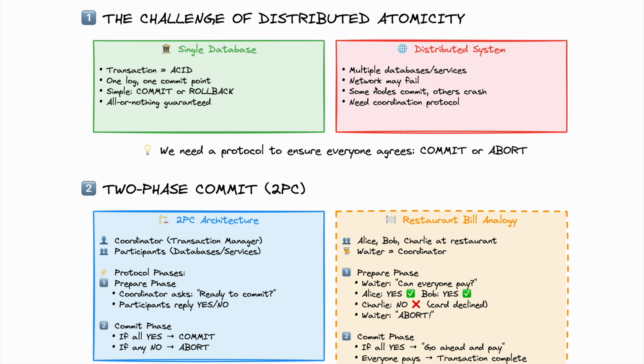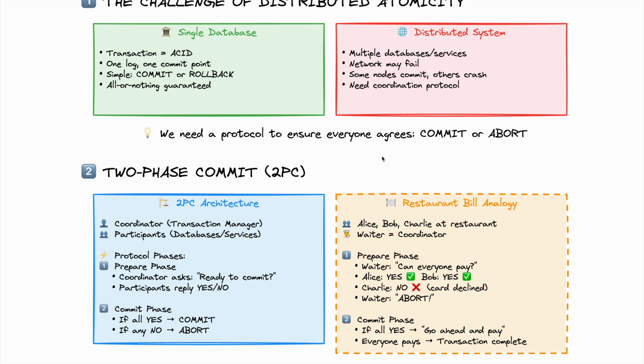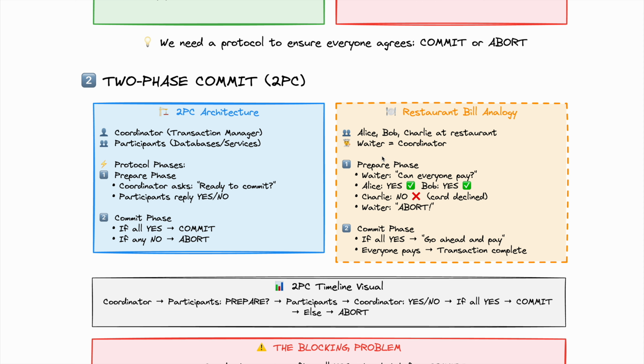Another one is that the network may fail, so the network connection may not work as we expect. And another one, that some nodes commit while others may crash. So we need some sort of coordination protocol for this case. We need a protocol to ensure that everyone commits, or if one of them doesn't, then we abort that transaction.